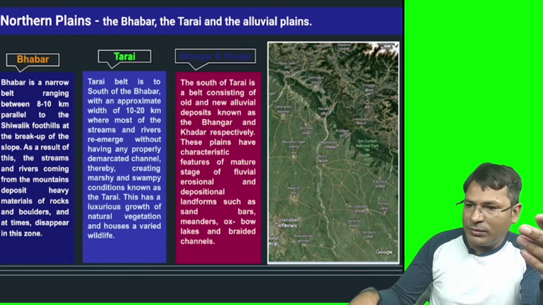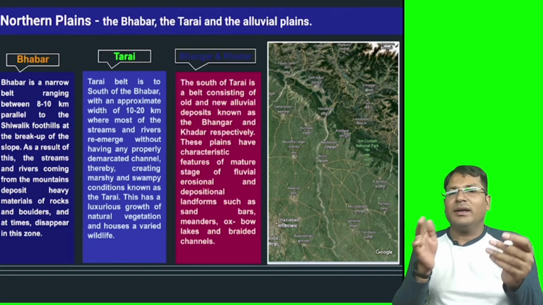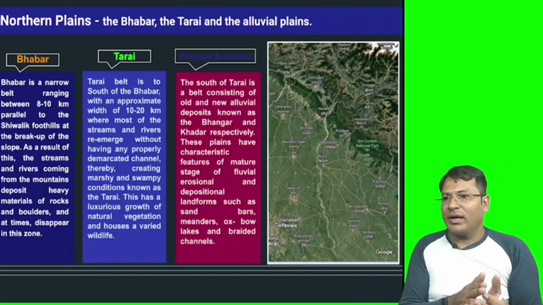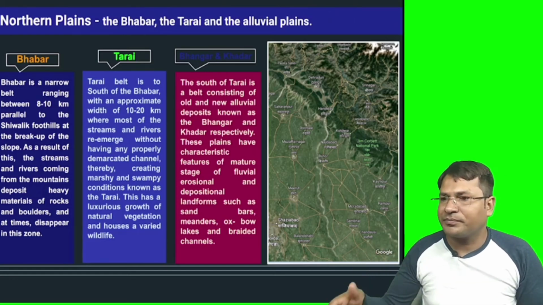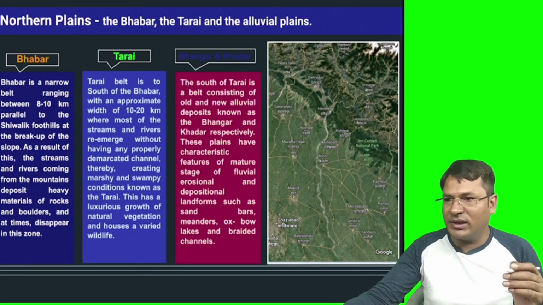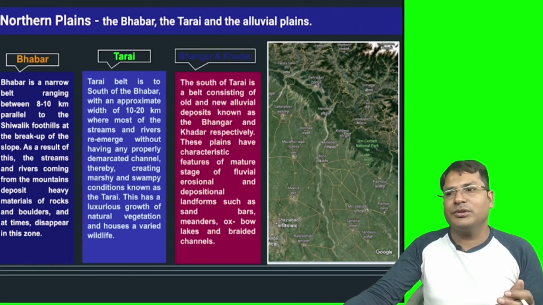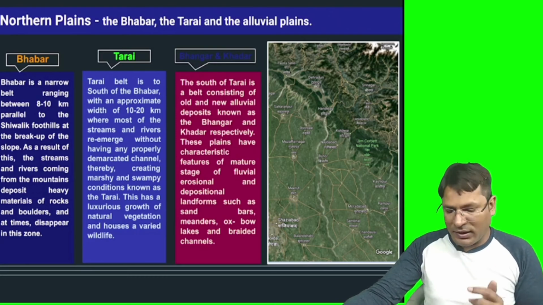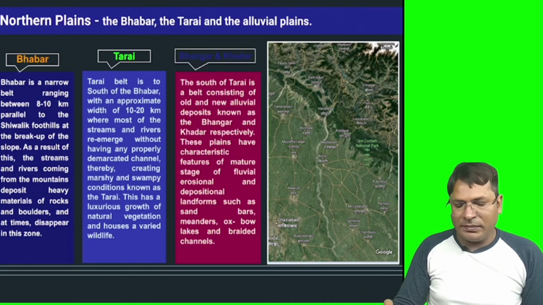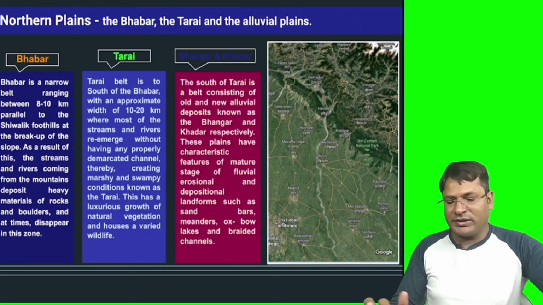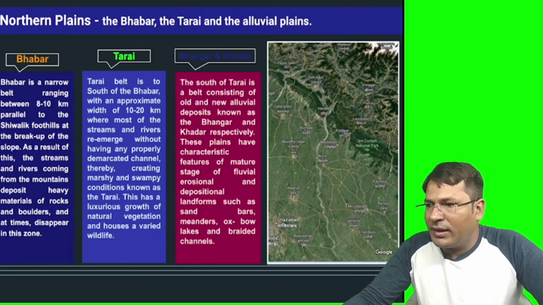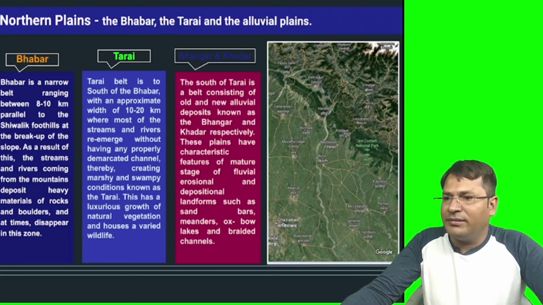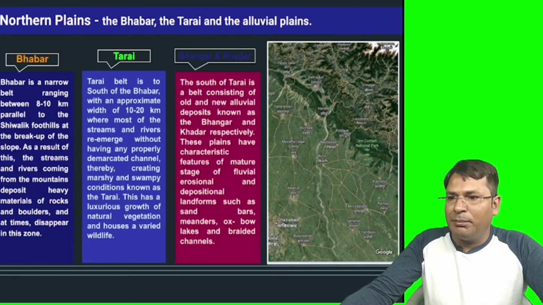So the areas with new deposits, we can say, are close to the river banks, and those are known as the Khadar. Yes, new deposits are known as the Khadar, and the old deposits of the soil are known as the Bhangar. These plains have characteristic features of the mature stage of fluvial erosional and depositional landforms such as sandbars, meanders, oxbow lakes and braided channels.